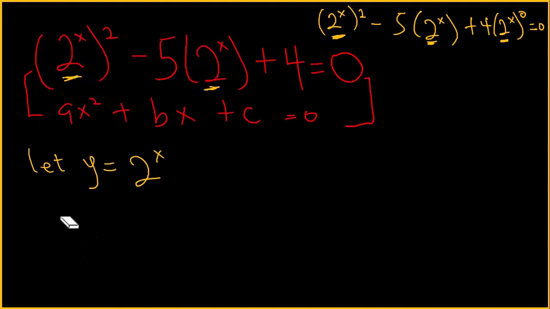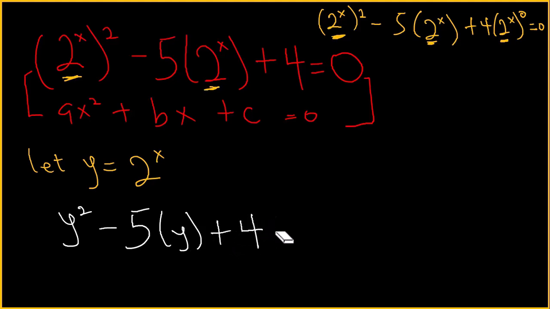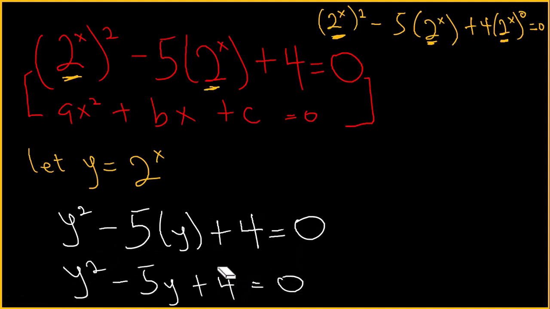So the first one, we have y, which is this 2 to the power x, raised to the power 2, minus 5 multiplying y, plus 4 equals 0. So this leads us to our proper task. We are going to resolve the value for y.